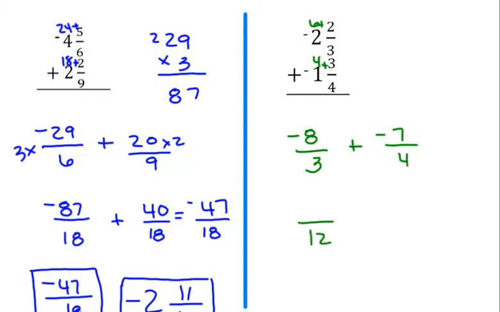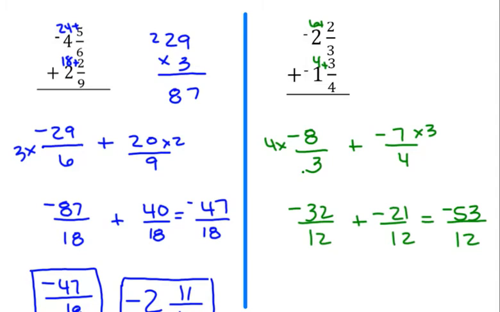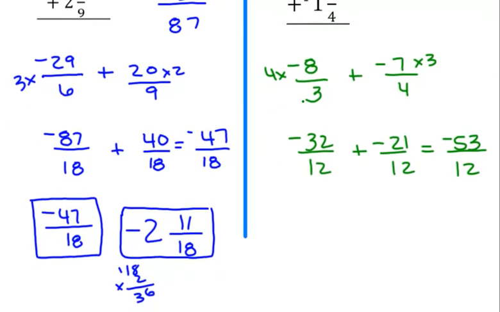Our common denominator is going to be 12. 3 goes into 12 4 times. 4 times negative 8 is negative 32. 4 goes into 12 3 times. Negative 7 times 3 is negative 21. They have the same sign, so we're going to add and keep. So 32 plus 21 is going to be negative 53. And that's as simplified as it goes.